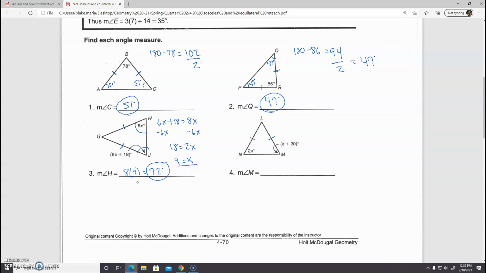Next one, again, isosceles, two sides are congruent, so travel across. This angle should be congruent to this angle. So 2x has to equal x plus 30. If we subtract 1x from both sides, we get x equals 30. And from here, we look at the question. Find the measure of angle M. So angle M is x plus 30, so 30 plus 30 gets me 60 degrees.